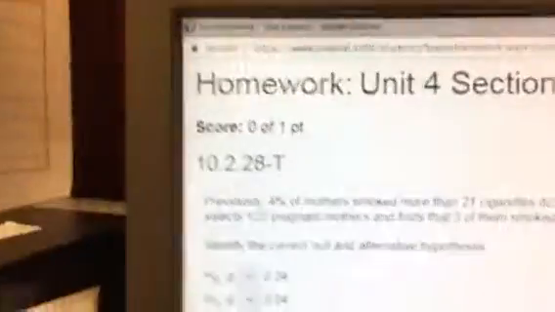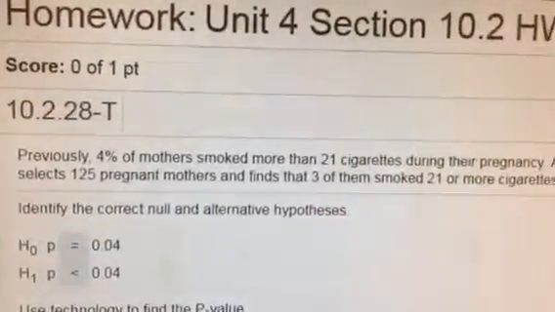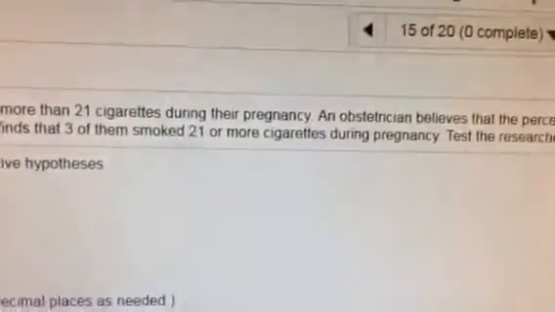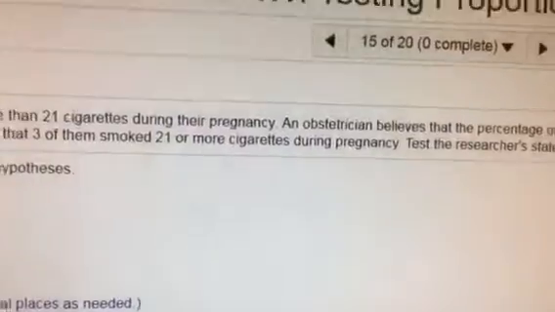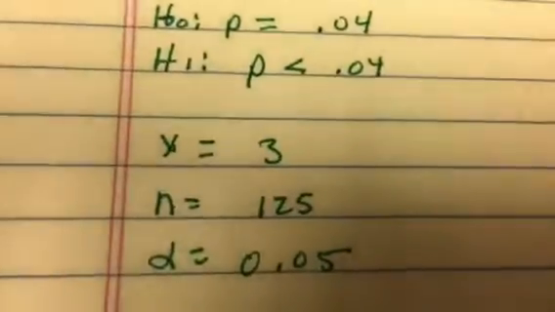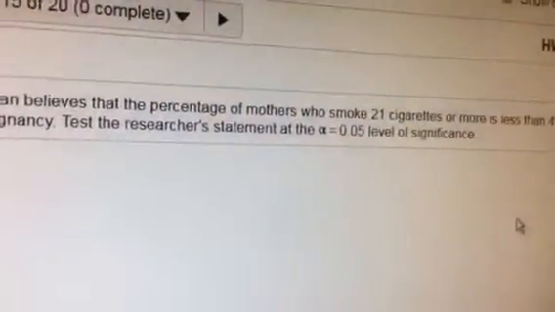She randomly selects 125 pregnant mothers and finds 3 of them smoked 21 or more cigarettes during pregnancy. Notice my X is 3, my N is 125. Test the researcher's statement at alpha is 0.05. So our alpha is 0.05.